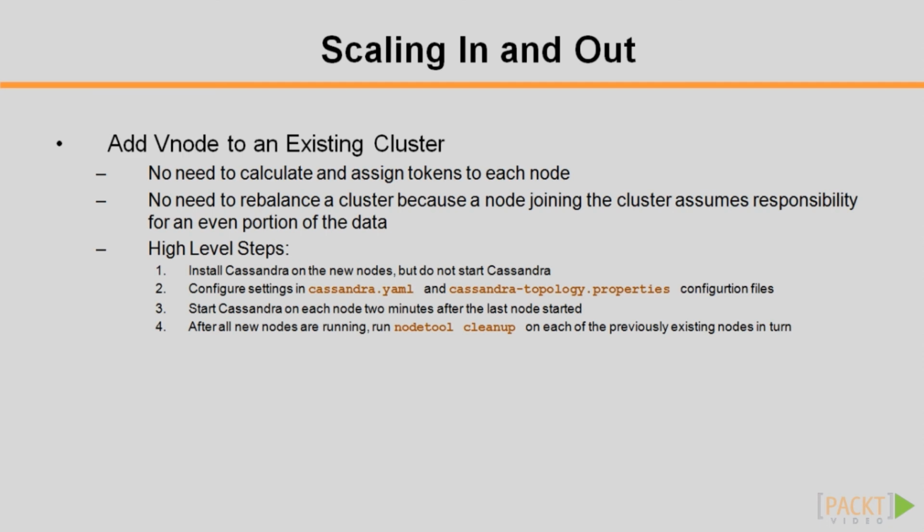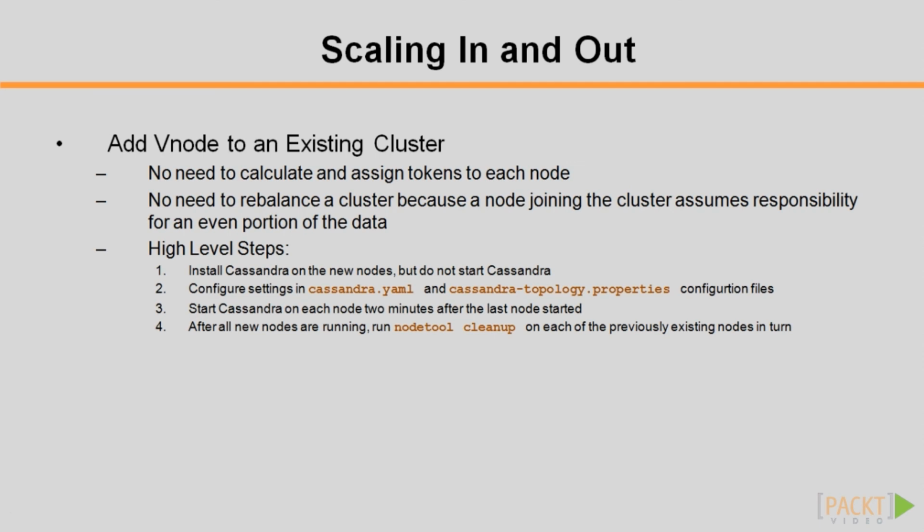vNodes greatly simplify adding nodes to an existing cluster. It's the recommended approach. Now we don't need to calculate and assign tokens to each node. We also don't need to rebalance a cluster, because a node joining the cluster assumes equal responsibility for an even portion of the data. The high-level steps of adding nodes are: first, install Cassandra on the new nodes, but don't start Cassandra. Then, configure settings in the cassandra.yaml and cassandra-topology.properties configuration files, if applicable.